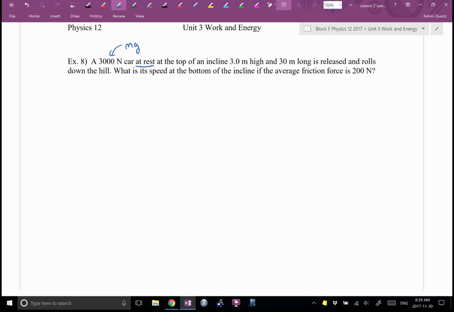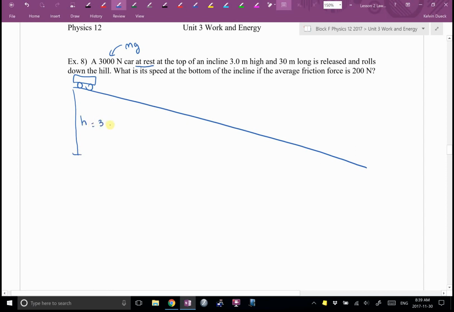So it looks like there's an incline. Yeah. We have a little car at rest up there. And it looks like the height of the hill is 3 meters high. And the distance of the hill is 30 meters. Okay.